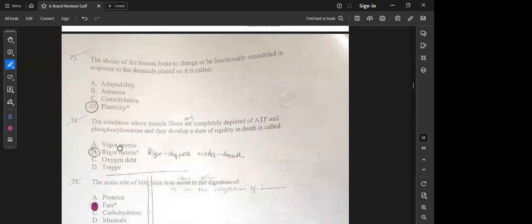The condition where muscle fibers are completely depleted of ATP and phosphocreatine, and they develop a state of rigidity in death, is called: vagamosis, rigamosis, oxygen death trip. Yeah, it's rigamosis. And at what time period does it occur? Like after how many minutes or hours does rigamosis kick in? Like in death.